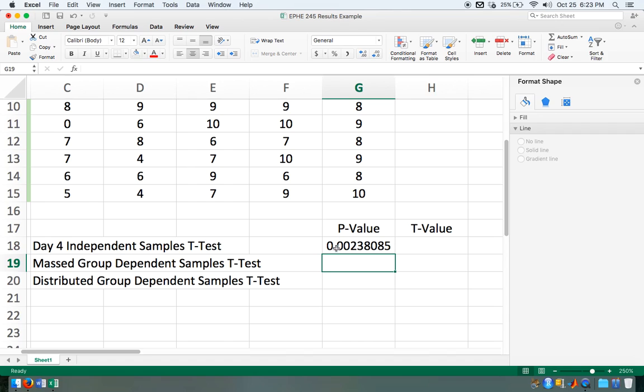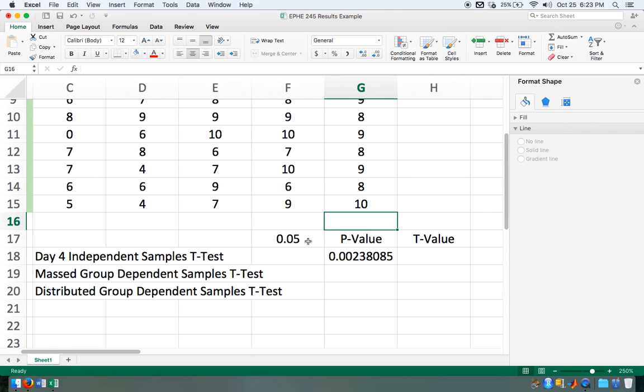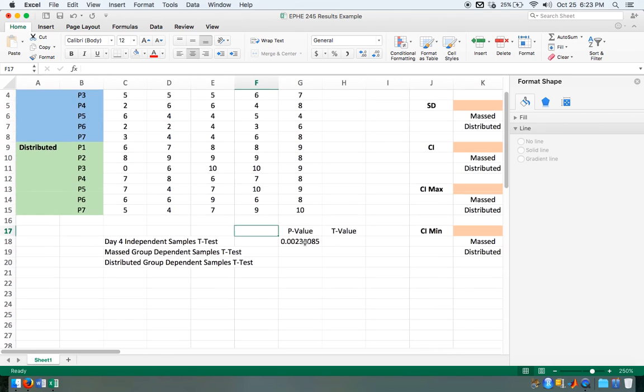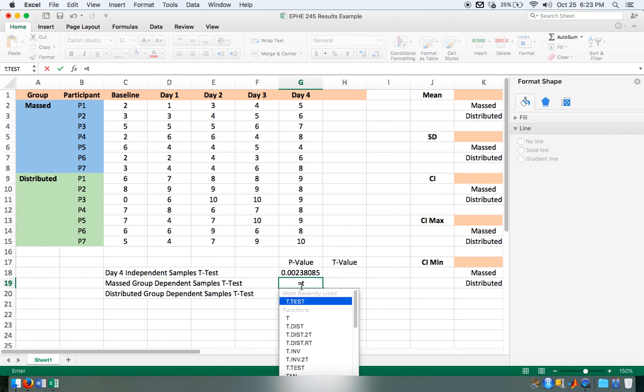What you see is my p-value is 0.002. Earlier I said that it has to be below 0.05. That was our alpha for our confidence interval. So this value is actually significant. These 2 groups are significantly different on day 4, and that's because it's below this number. Perfect.